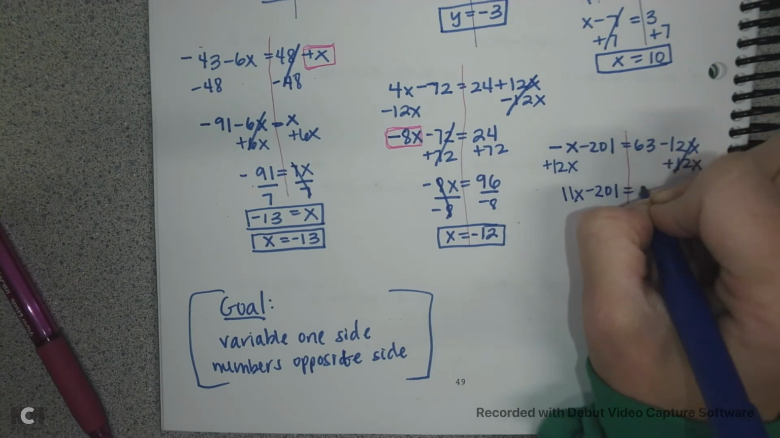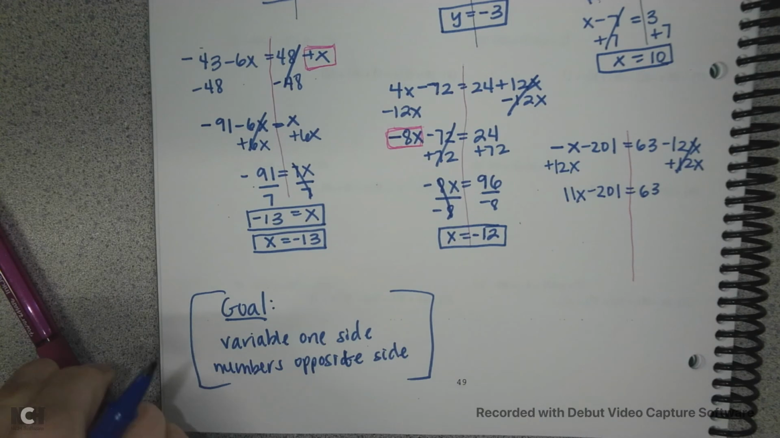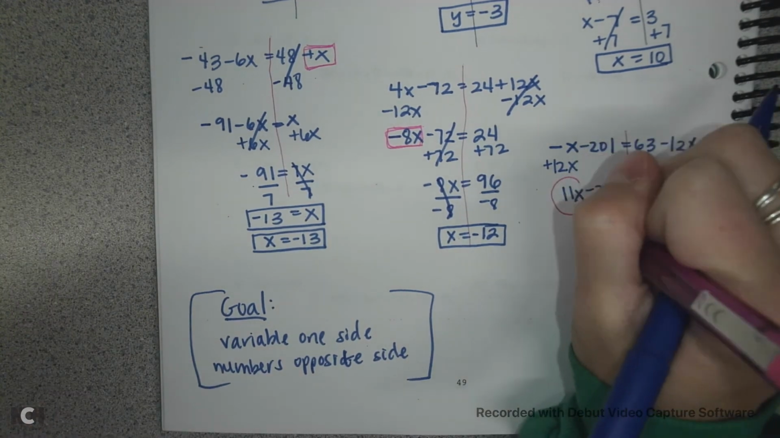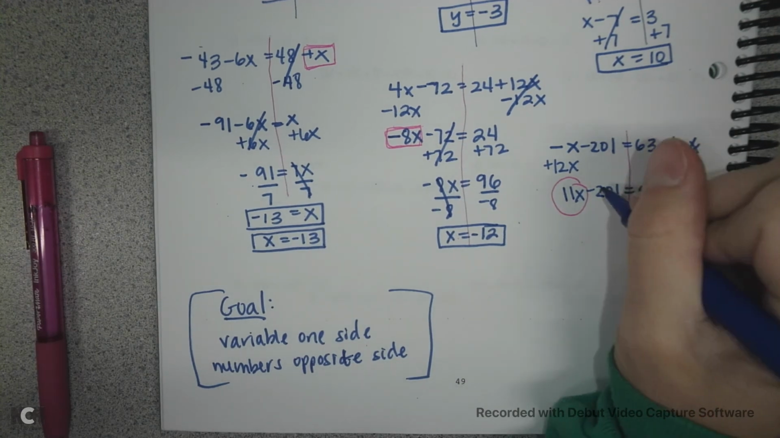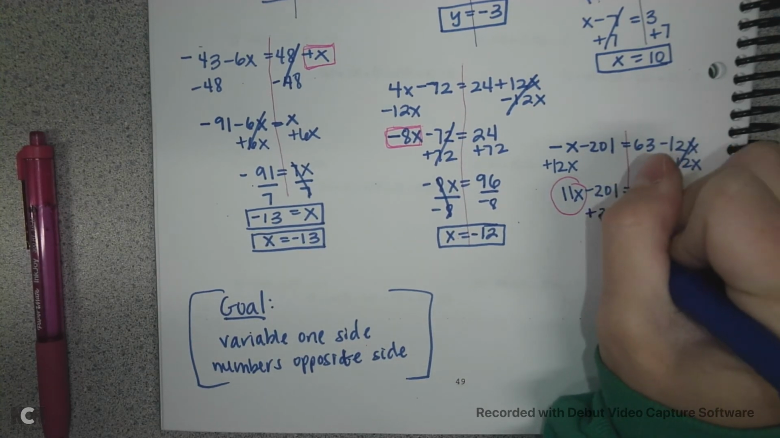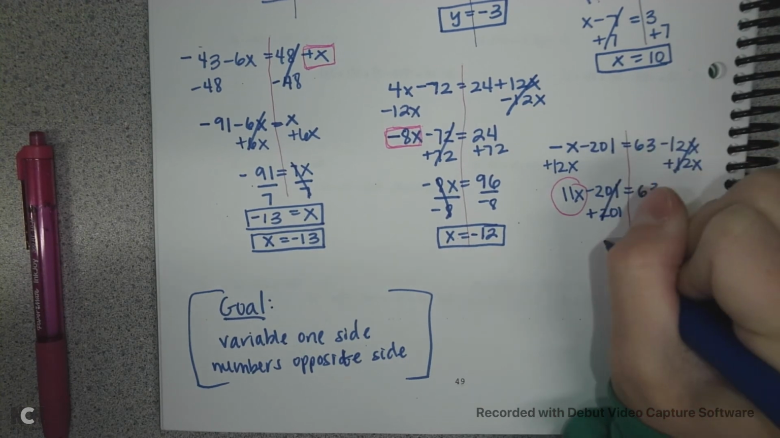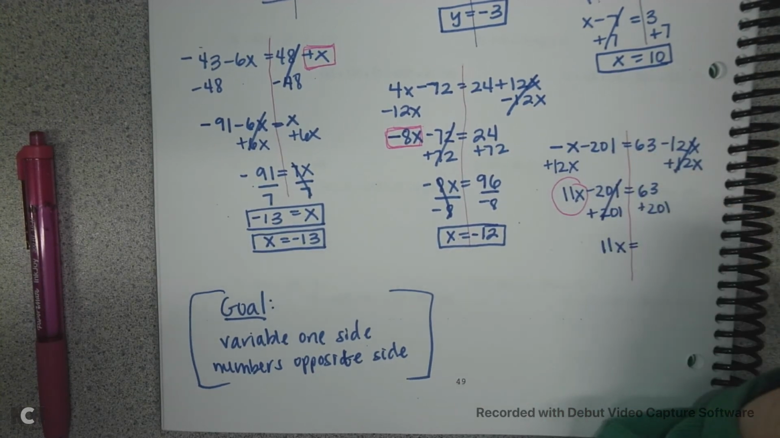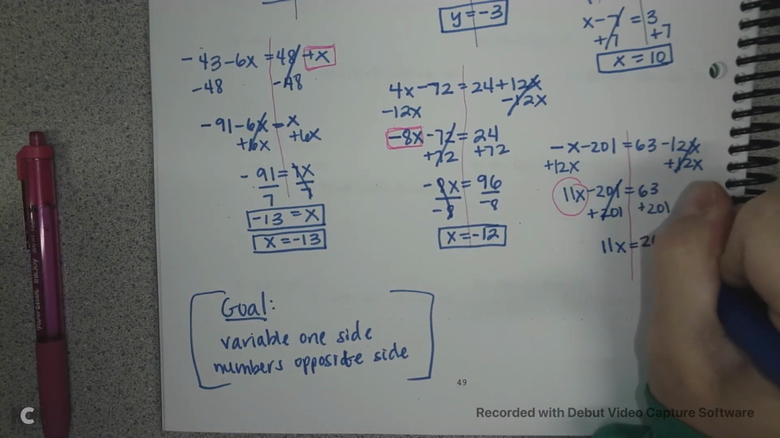Minus 201 equals 63. Now again, we're down to a problem that we're really familiar with. We want to keep this 11x and save it till the very end, but we want to get all the other junk away from it. So since we're subtracting 201, we need to add 201 to each side. That makes our 201 cancel, leaving our 11x, which is what we want to get to. And we're going to do 63 and 201, which makes a total of 264.